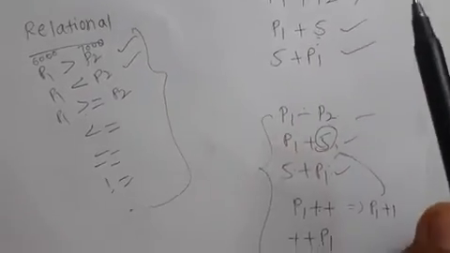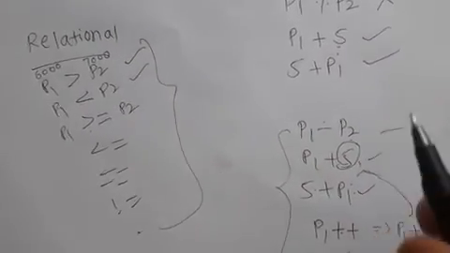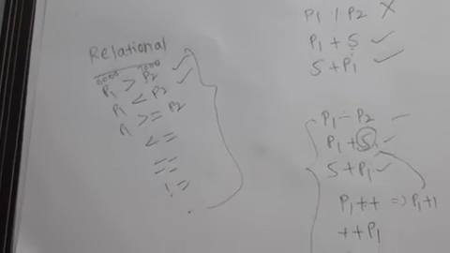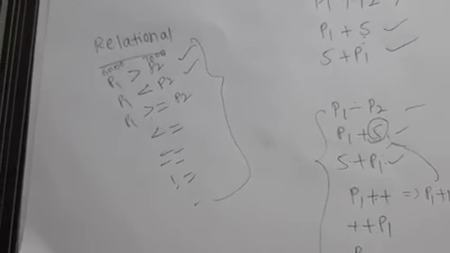So let us do the overview. What is a pointer? A pointer is a variable which stores the address of a variable. What are the operations you can perform on a pointer? Relational and arithmetic operations. Not all arithmetic operations are possible, only a few we can do. Relational operators are all applicable. Thank you.